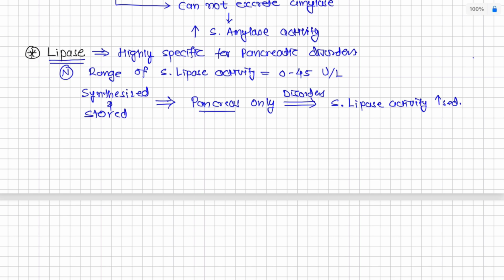You can compare this with the amylase. Serum amylase activity increases in pancreatic as well as salivary gland disorders, whereas serum lipase activity is increased in pancreatic disorders only. By using this information, you can easily differentiate between pancreatic and salivary disorders.